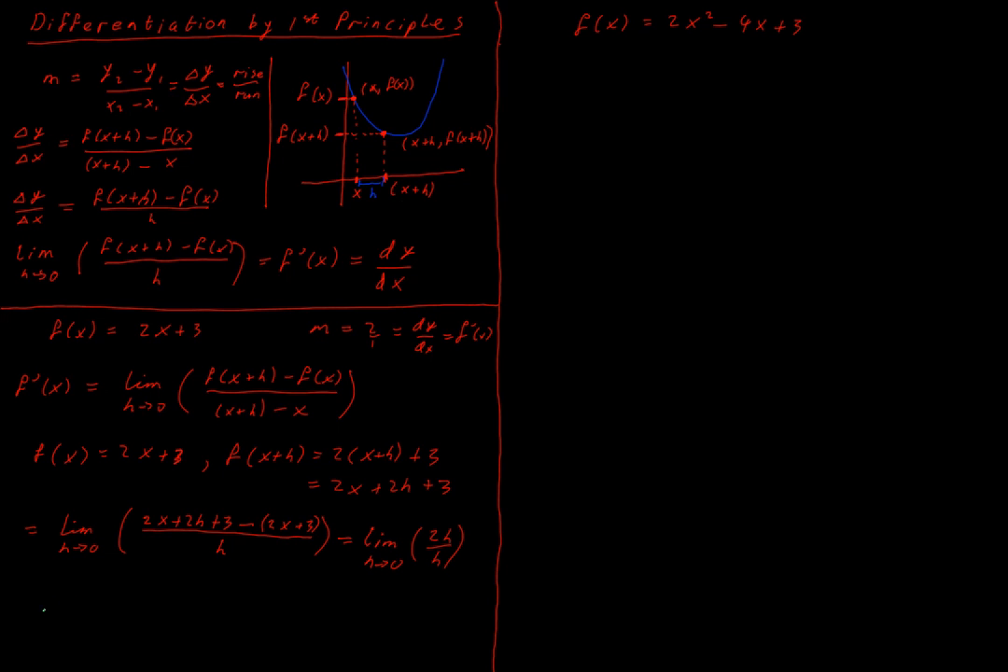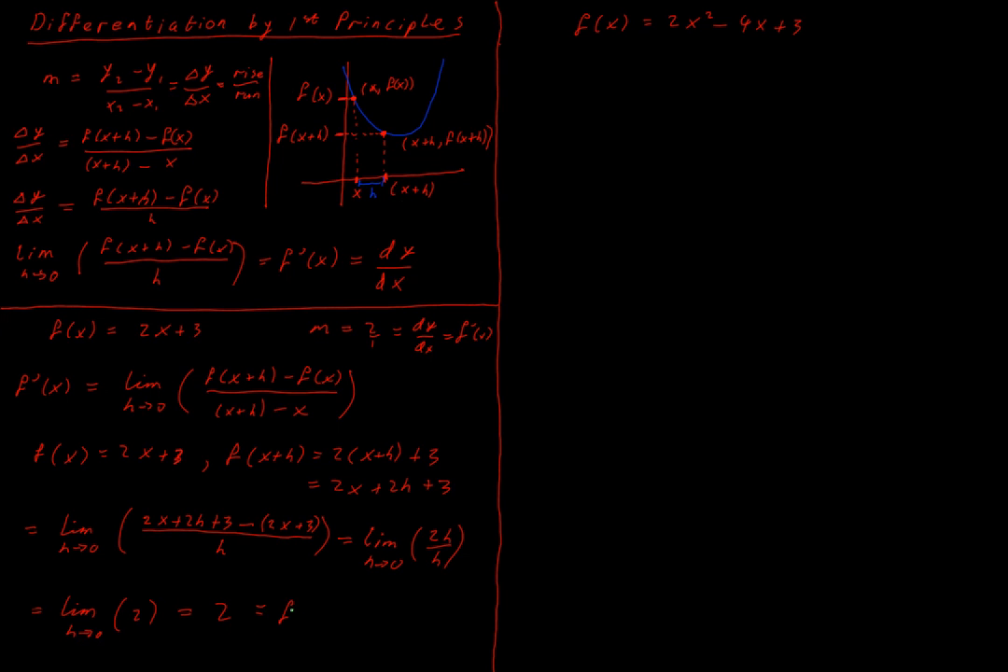I can see I have a common factor of h top and bottom, so I have my limit as h tends to 0. I divide out my common factor and I'm left with 2. There's nothing involving h here, but I can just take the limit, so let h tend to 0. There's nothing to tend to 0, so I just end up with the constant 2.